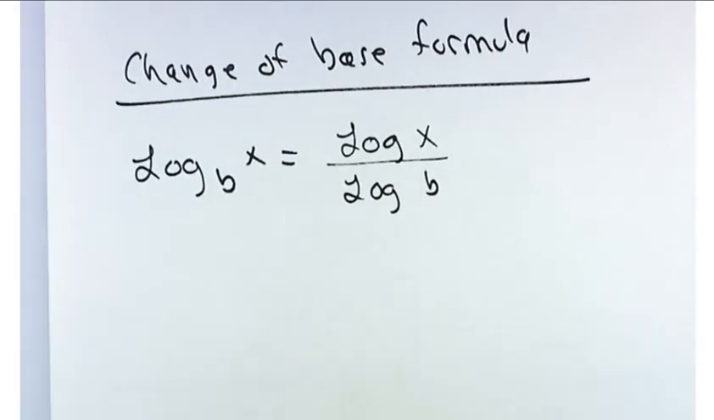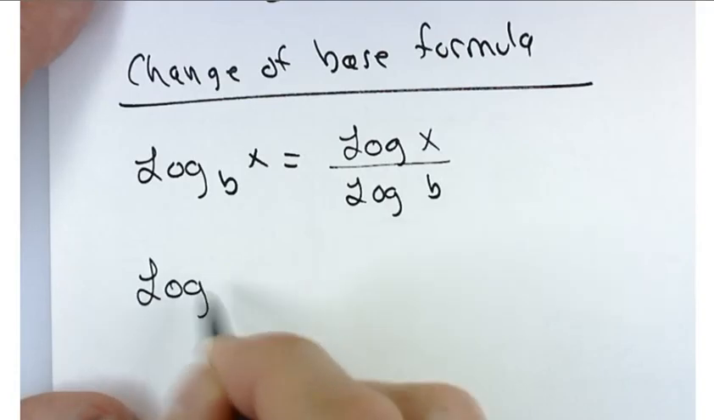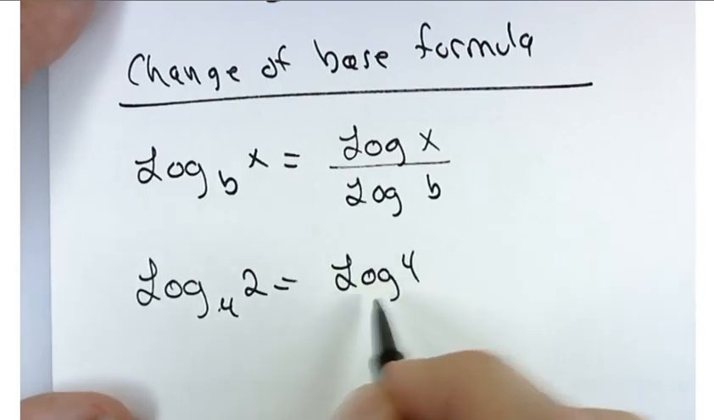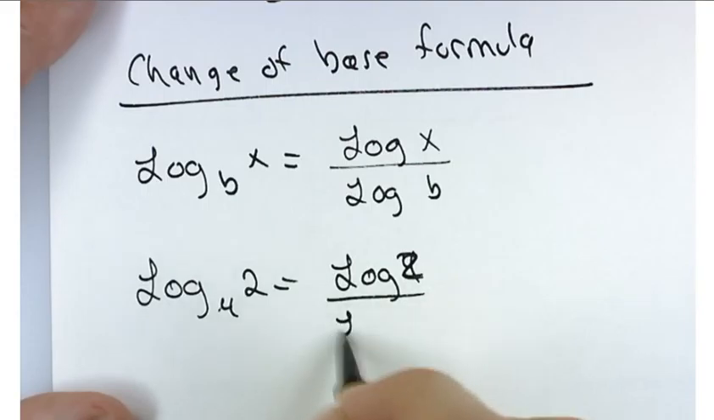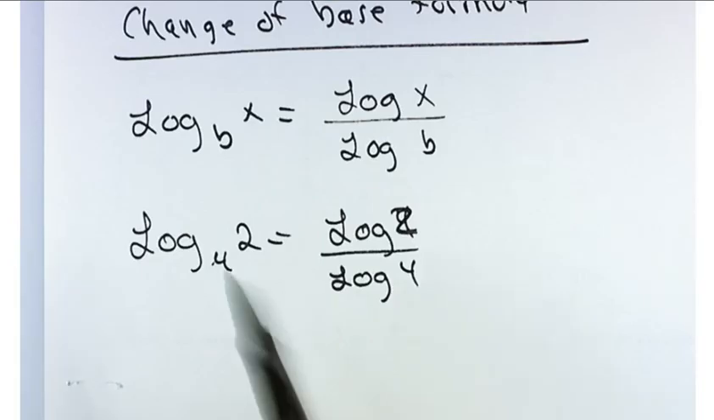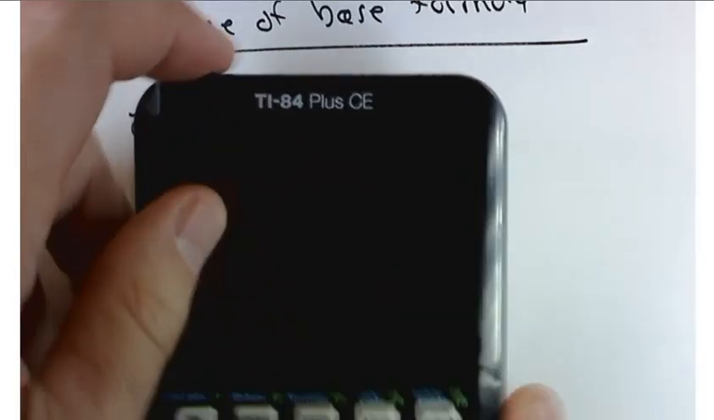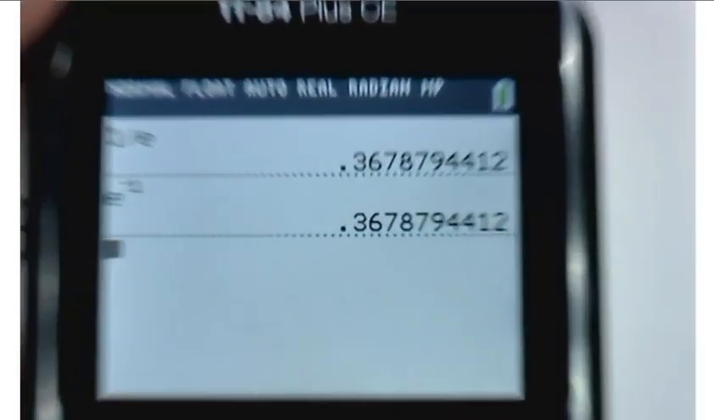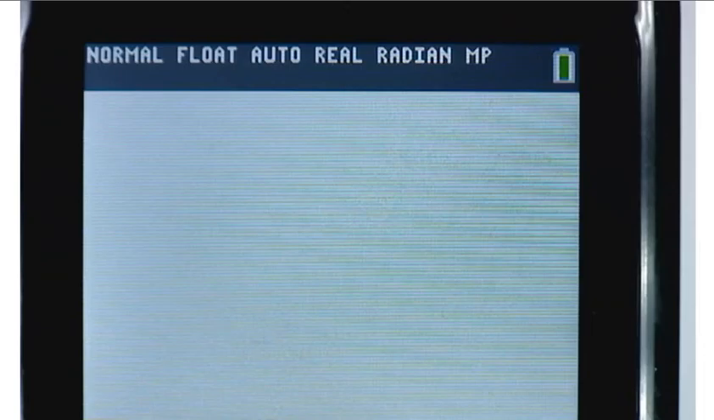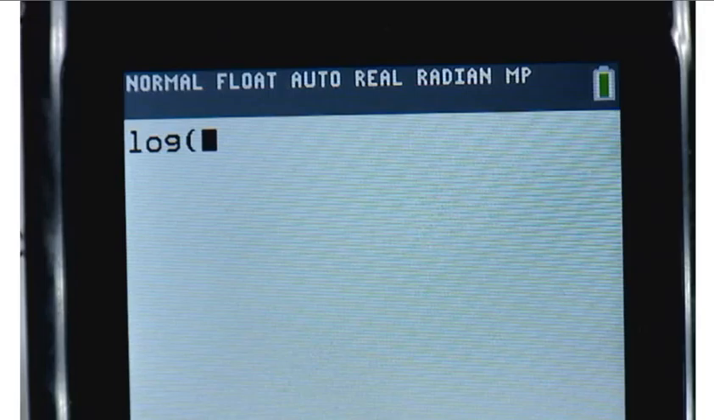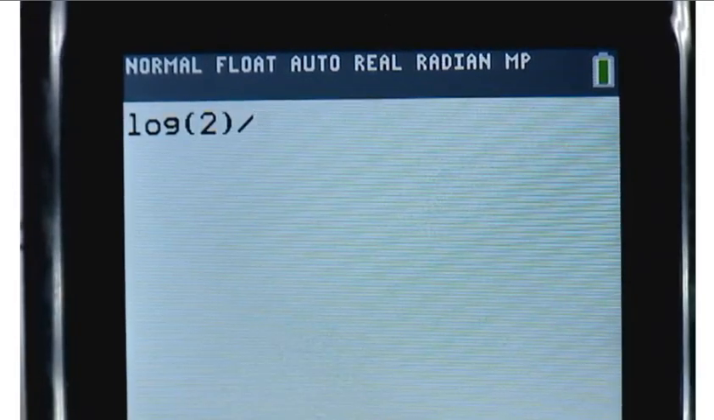Let's check that out for the current example. Log base b, or excuse me, log base 4 of 2 would be the log of 2 divided by the log of 4. It's a log of this divided by the log of the base. Again, when working these formulas, you got to be careful with your division. Log of 2 divided by the log of 4.